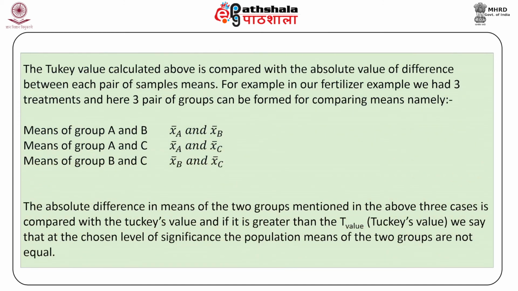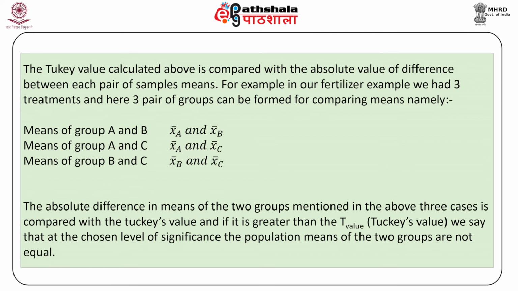The Tukey value calculated above with the help of the above formula is compared with the absolute value of the difference between each pair of sample means. For example, in our fertilizer case, we had 3 treatments, and here 3 pairs of groups can be formed for comparing means, namely the means of group A and B, which is X̄A and X̄B, then the means of group A and C, which is X̄A and X̄C, and the third is the means of group B and C, which is X̄B and X̄C.